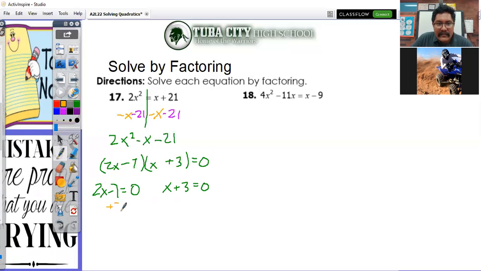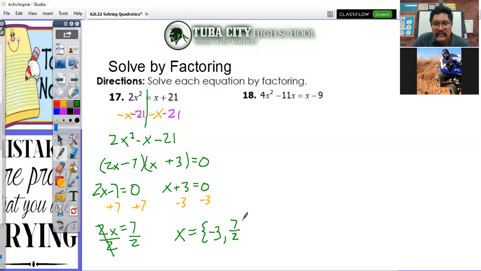All righty, add 7 to both sides. 2x equals 7, and then divide both sides by 2. And now we have our first solution. And here I'm going to minus 3 from both sides. And that should be our second solution, which I'm going to go ahead and look at. And this is the negative, so I'm going to put it first. So negative 3 and positive 7/2. And there we go. It looks like we got it pretty easily.